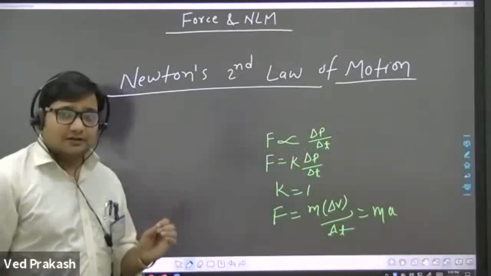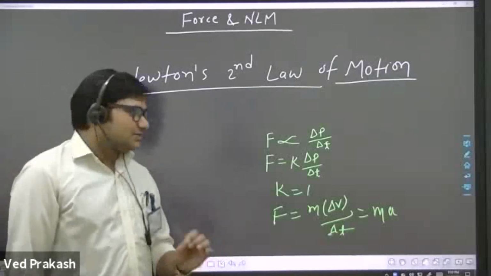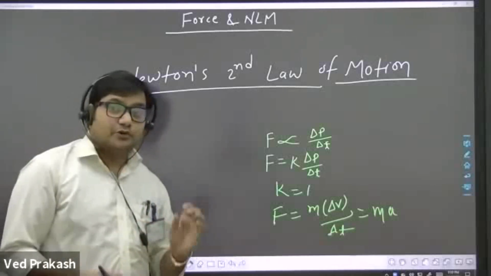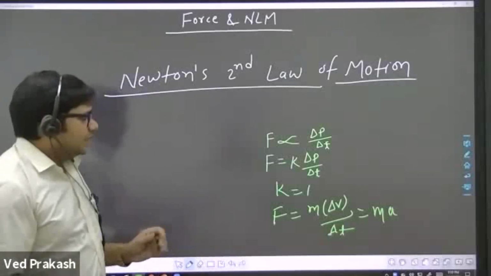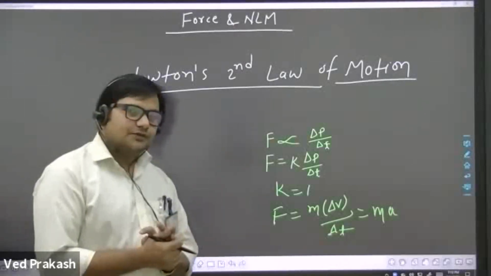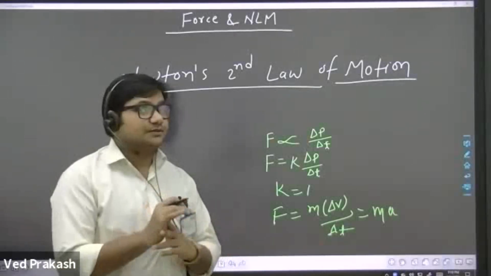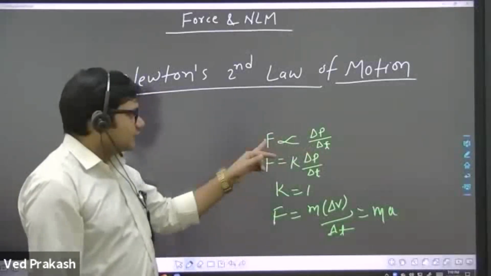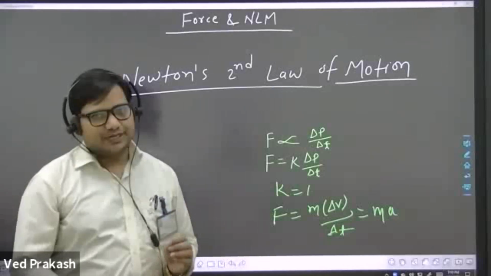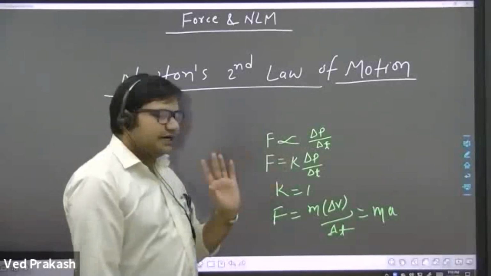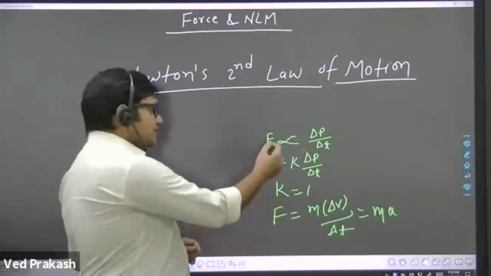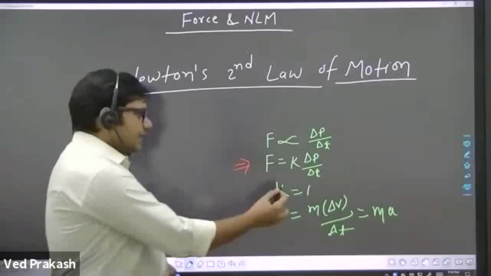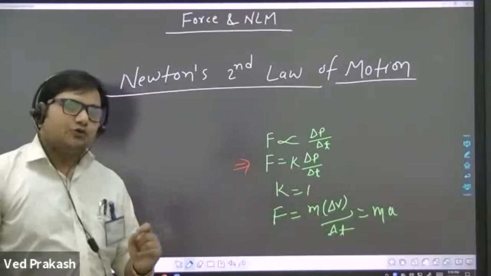The external force acting on a system is directly proportional to the rate of change of momentum of that system. What is momentum? Product of mass and velocity. If you are applying unbalanced external forces on a system, the rate of change of momentum, the change in momentum per unit time, is directly proportional to the force applied on that system. So with proportionality constant K, this force F can be written as F equal to K delta P by delta T. And in SI system, K equal to 1.